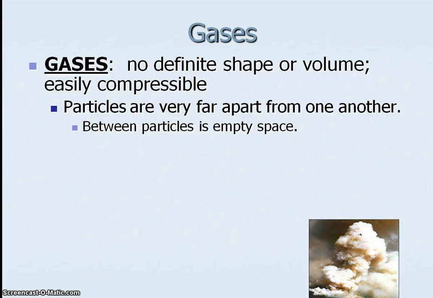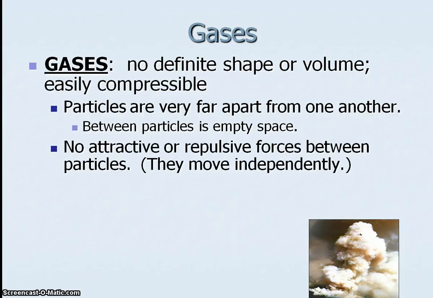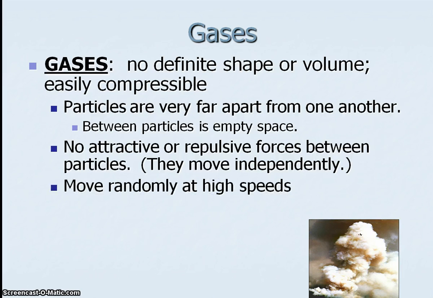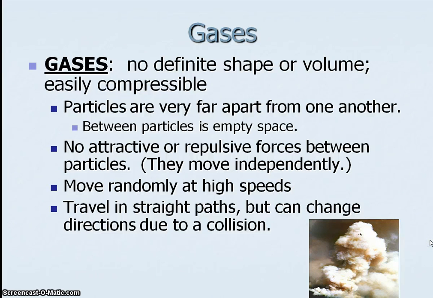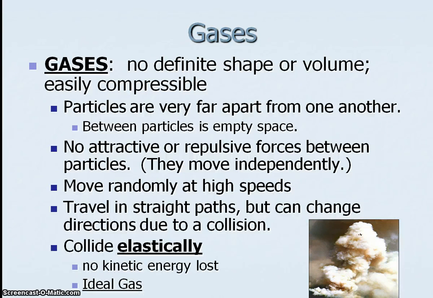We've said that the particles are very far apart. These particles are not attracted to each other, but they also don't repel each other, so there's no attractive or repulsive forces between them. They move randomly at very high speeds, and they travel in straight lines unless they collide with something. And then the last thing is the kind of collisions they experience is called elastic collisions, which means that no net energy is lost. So once they collide, they still have the same energy that they had before.